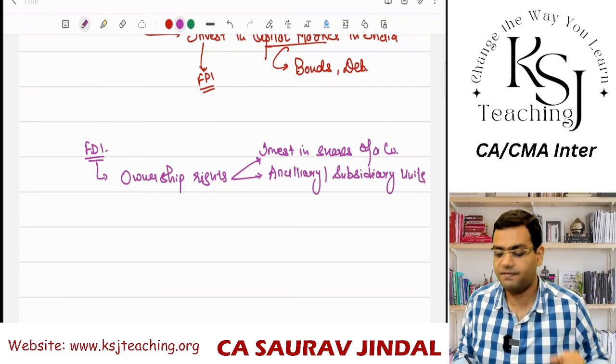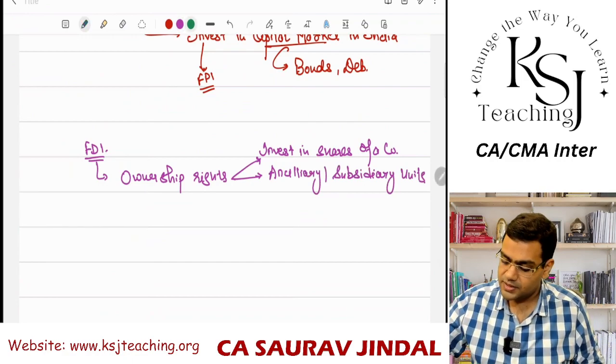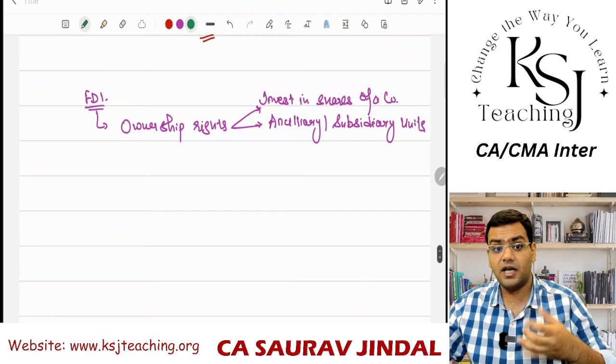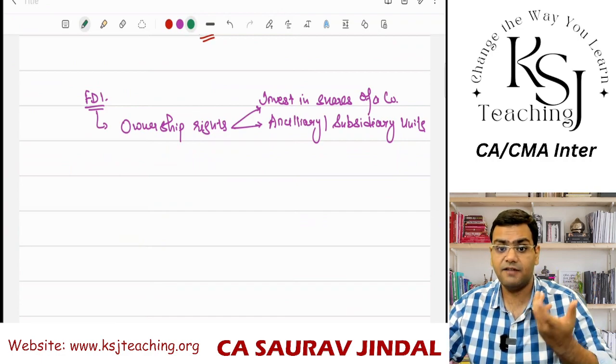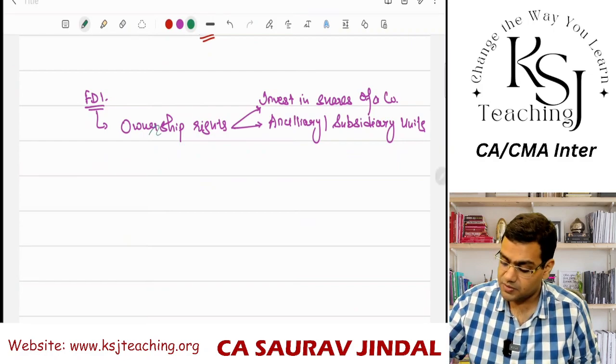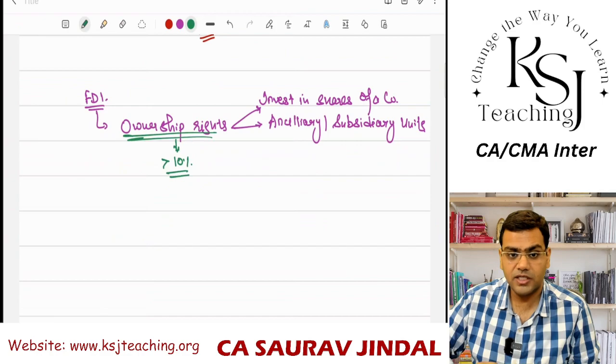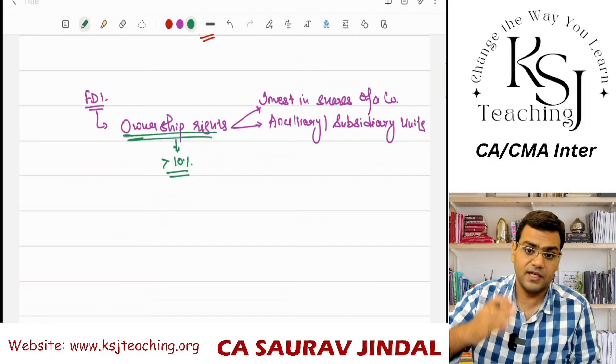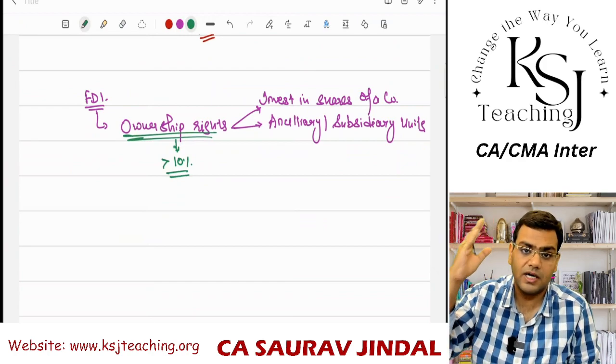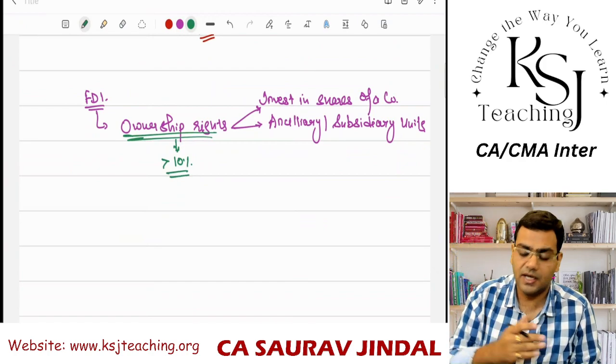But in case of FDI, there is a rule about when it will be considered a foreign direct investment: if he is investing in more than 10% of the ownership rights, right? Whereas there is no such rule in case of FPI. In case of FDI, your ownership should be more than 10%. Only then it is considered foreign direct investment, that a foreign person or a foreign company or a foreign government is investing in another country.